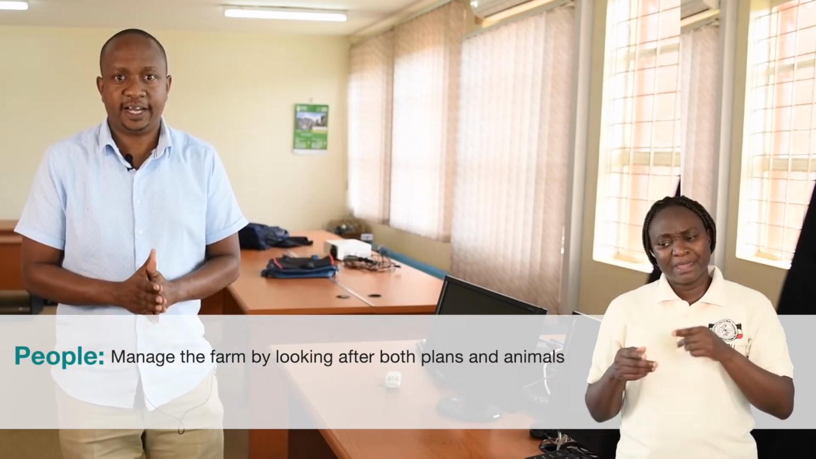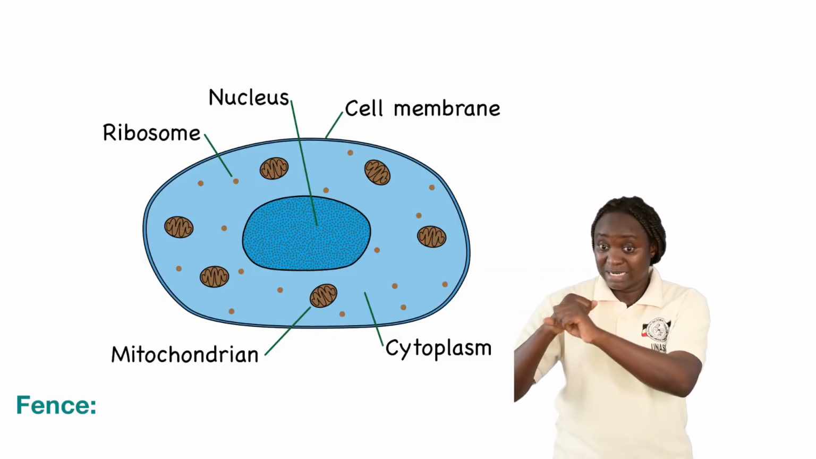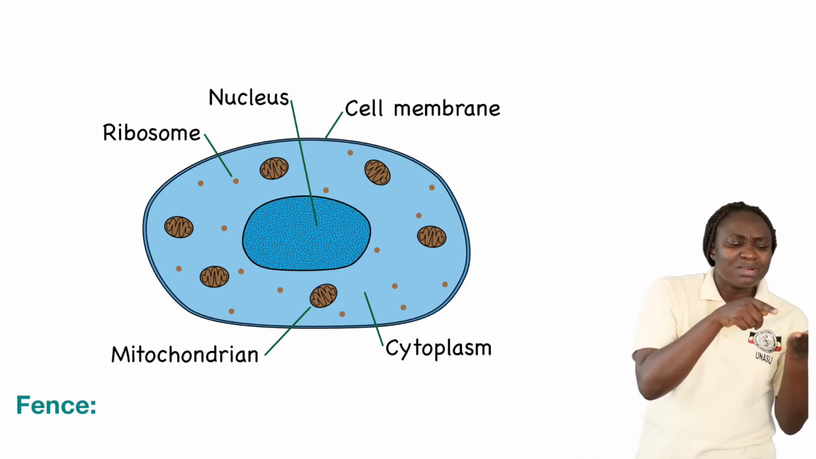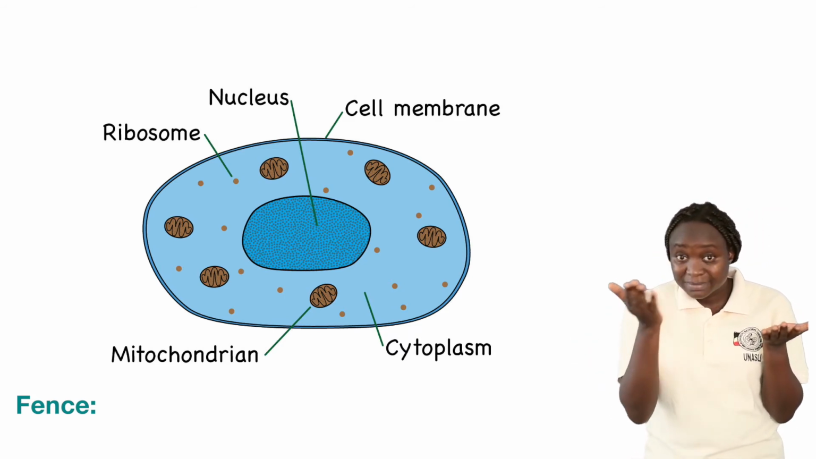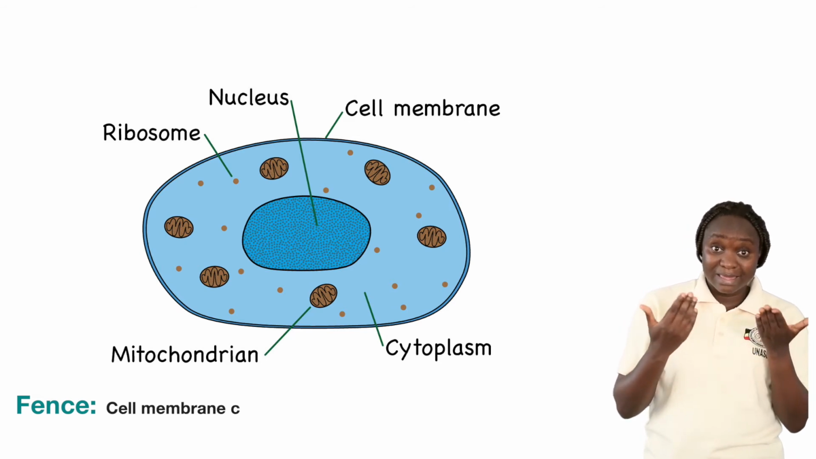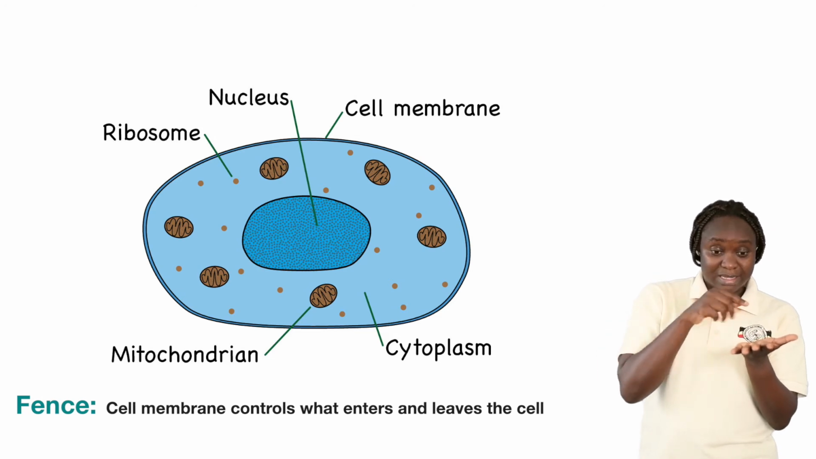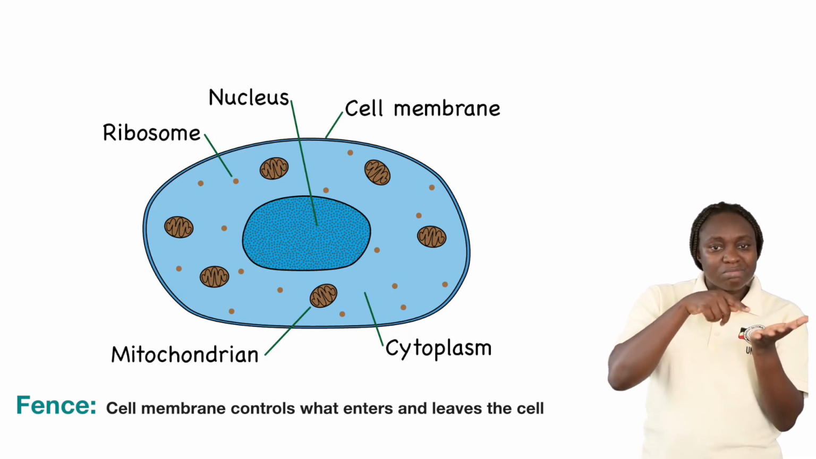If we go back and take a look at our animal cell, just like you saw the farmhouse, we can relate the fence to a certain part of the animal cell. What part do you think carries out the same function as a fence in the animal cell? Brilliant response. It is the cell membrane. The cell membrane controls what enters and leaves the animal cell. So its function is similar to that of the fence.